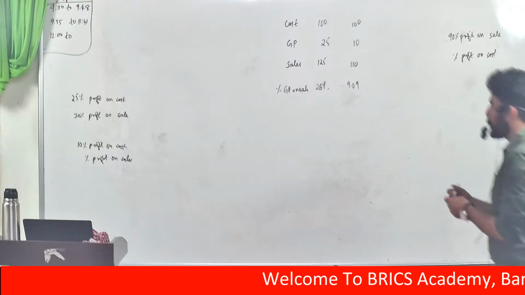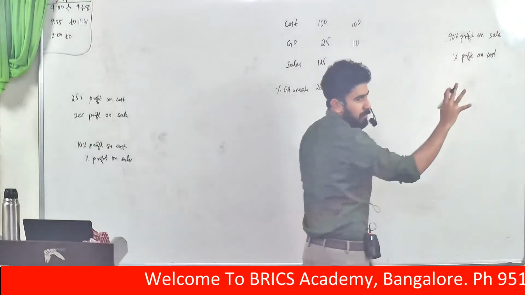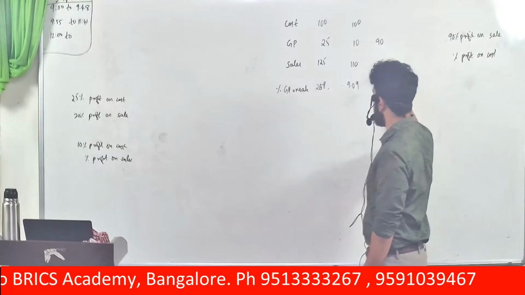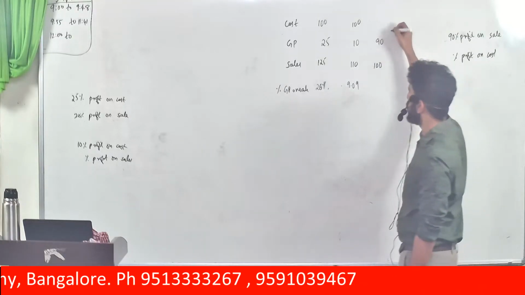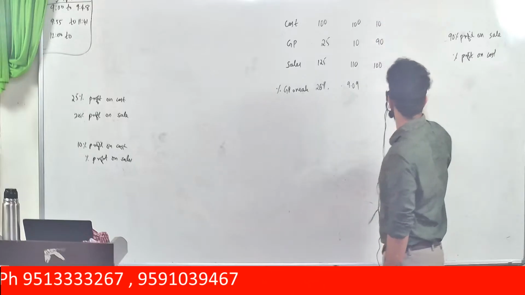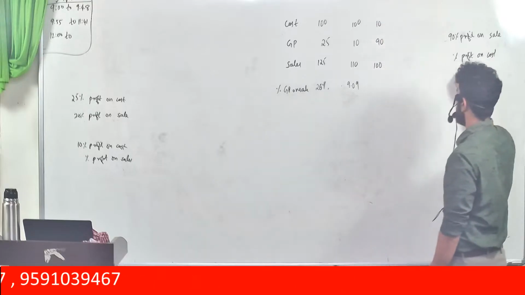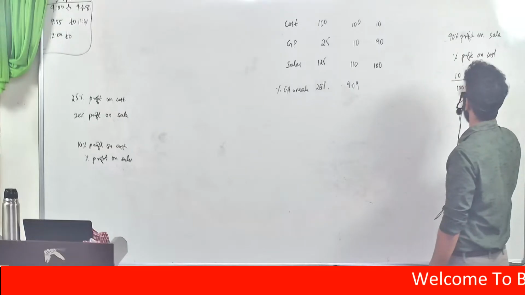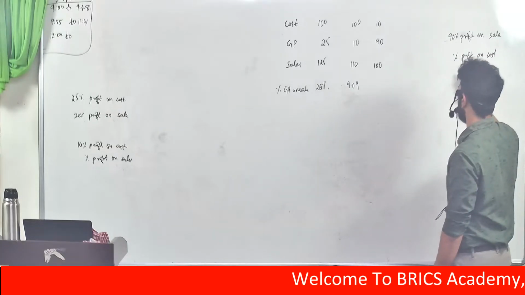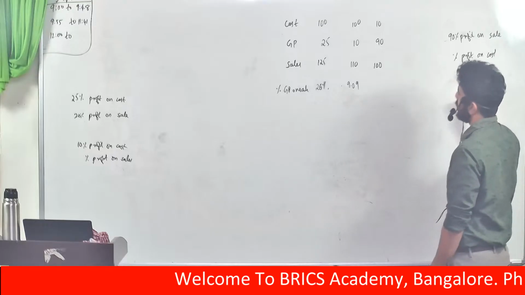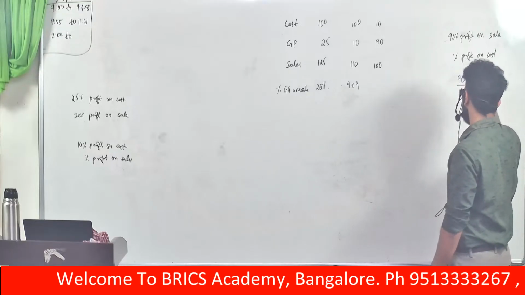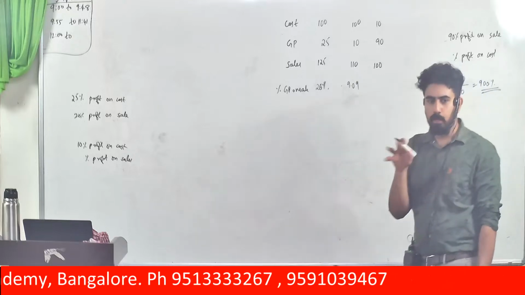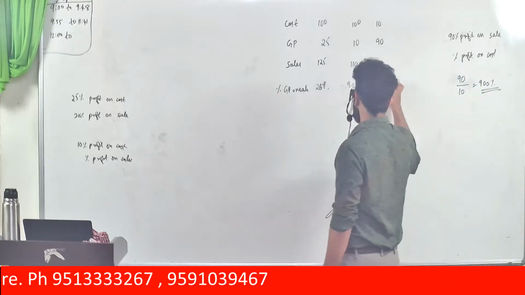Okay, then let's test it. 90% profit on sale, which means profit is 90. If sales is 100, how much is the cost? 10. We want a percentage profit on cost. Cost is 10, sales is 100. Sorry, 90 is the GP, cost is 10, which is how much? 9 into 100%, 900%.